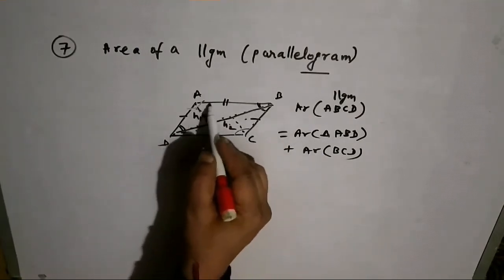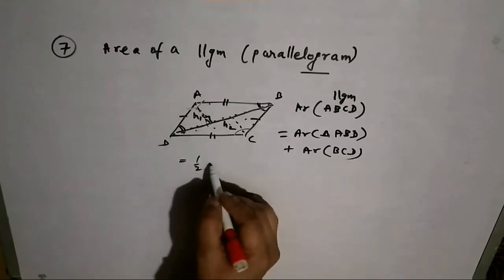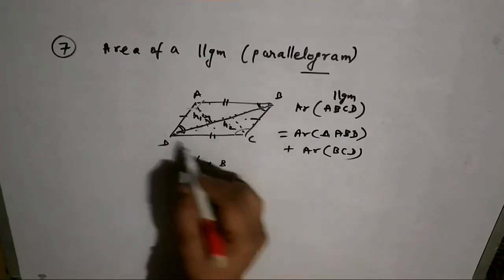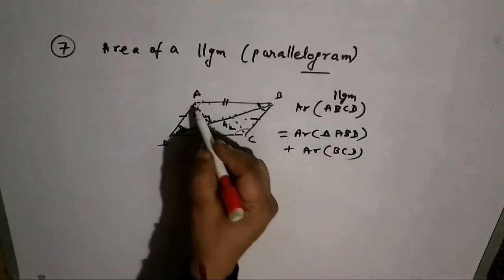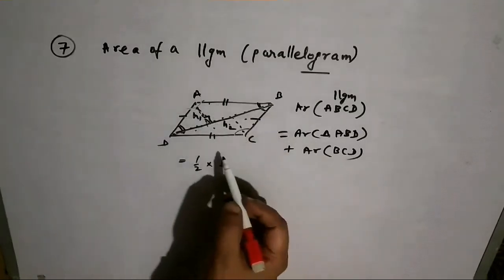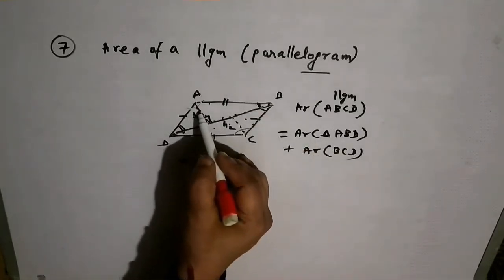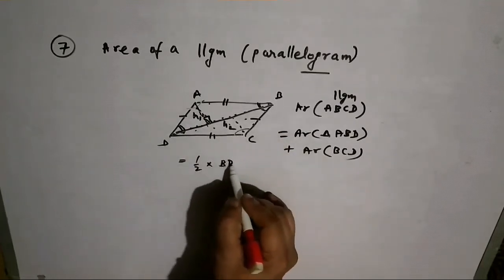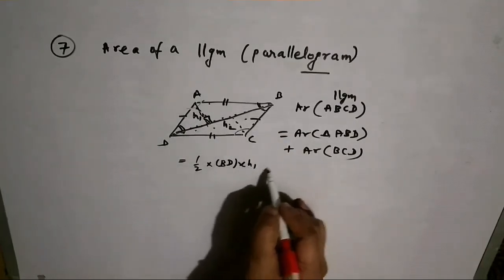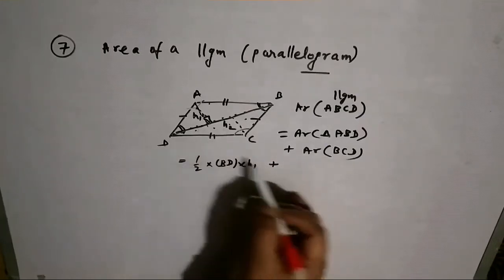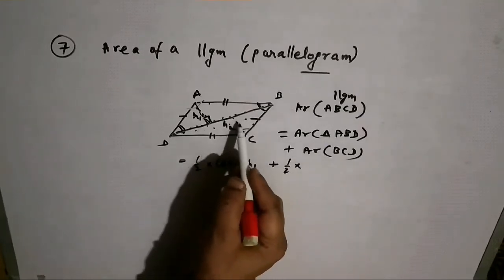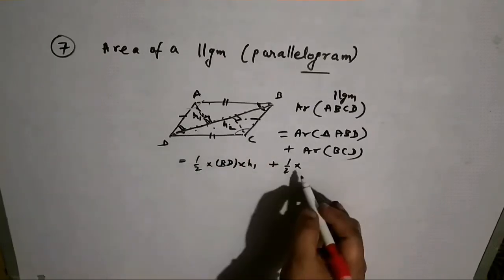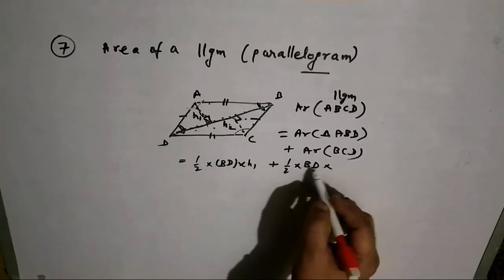the area of the triangle is half base into height, and the base here is BD. The base is the side on which the perpendicular is falling. So from point A, perpendicular H1 is falling on BD. So BD is the base, and the perpendicular here is H1. Similarly, in the other triangle, the base again is the same BD, because the perpendicular from C is falling on BD, and the perpendicular is H2.